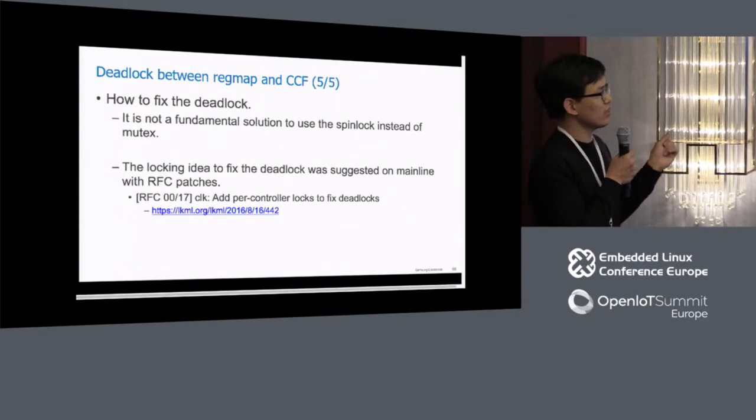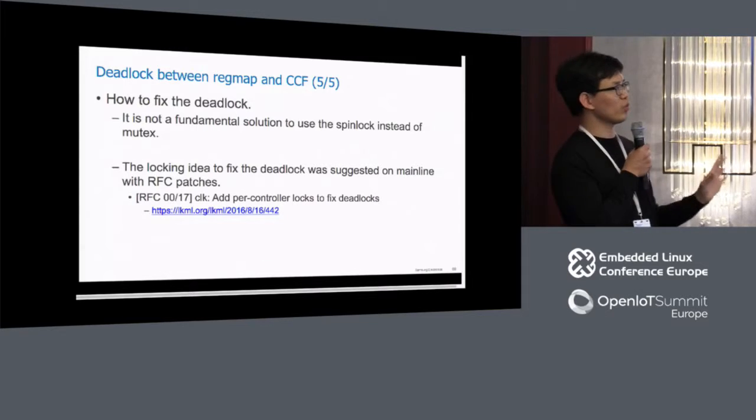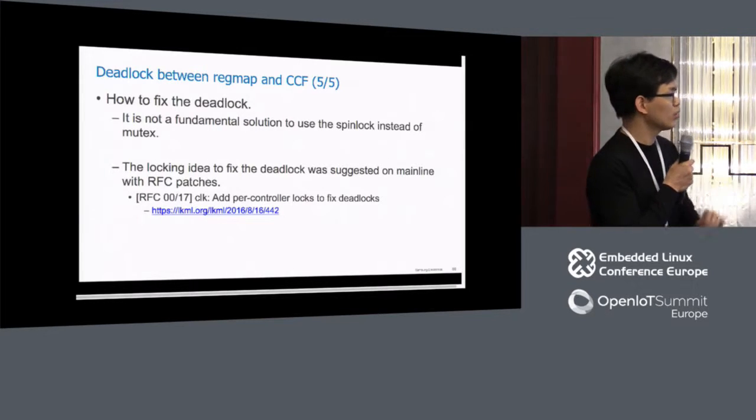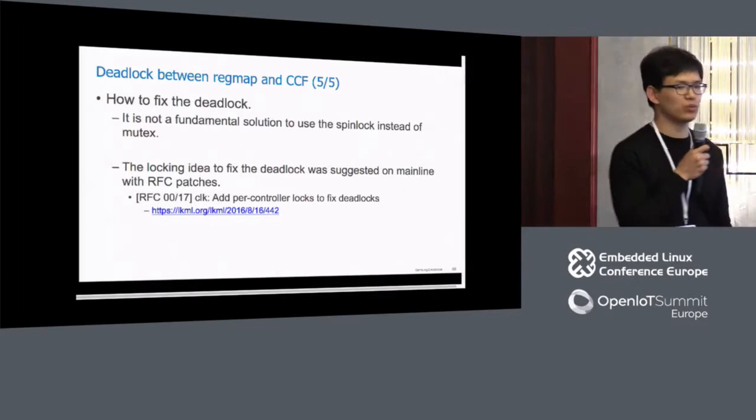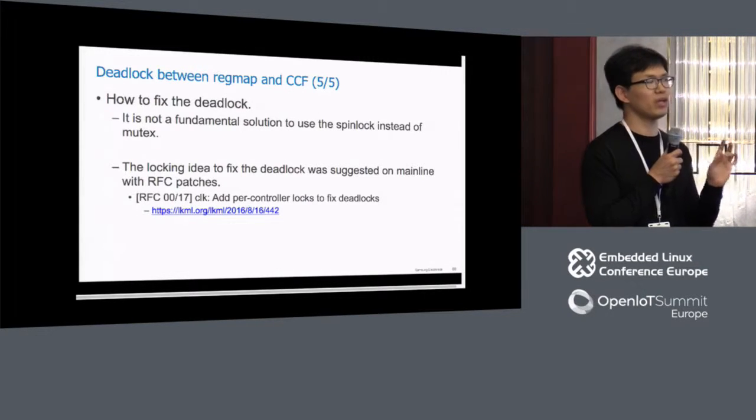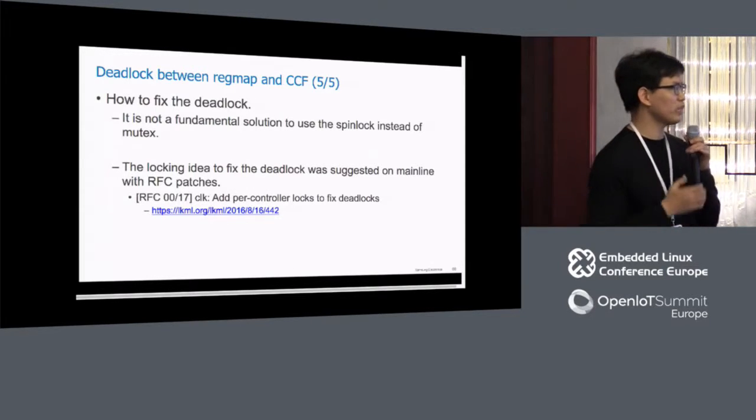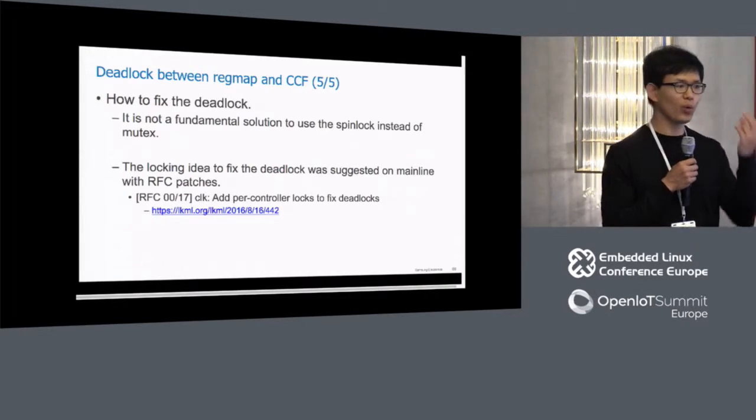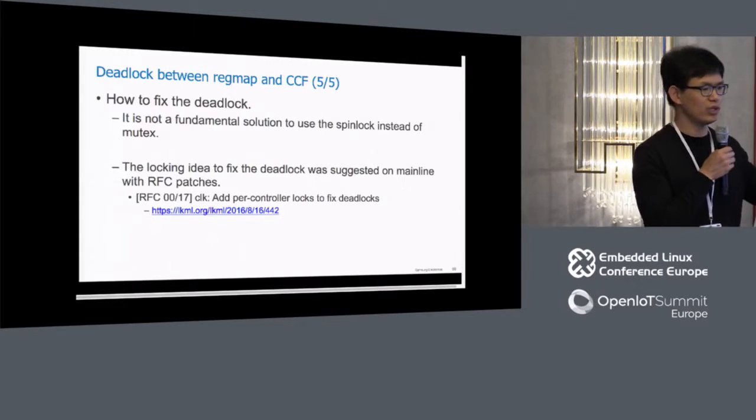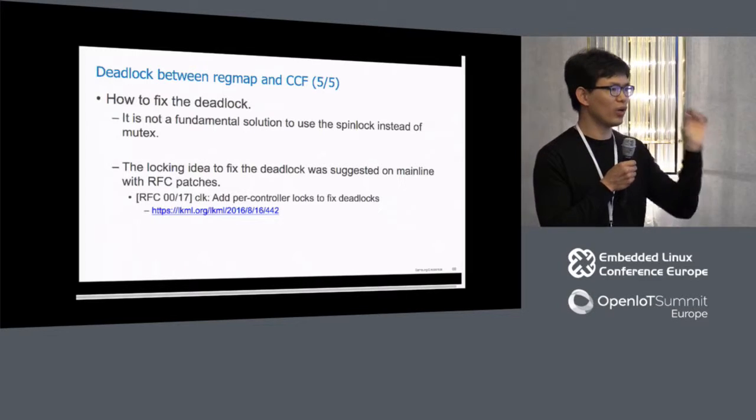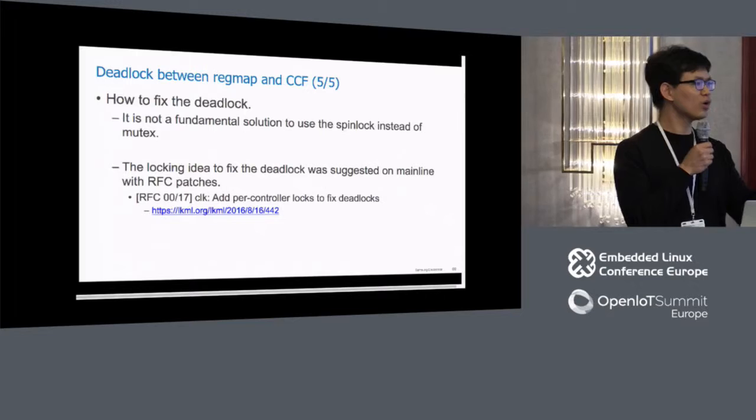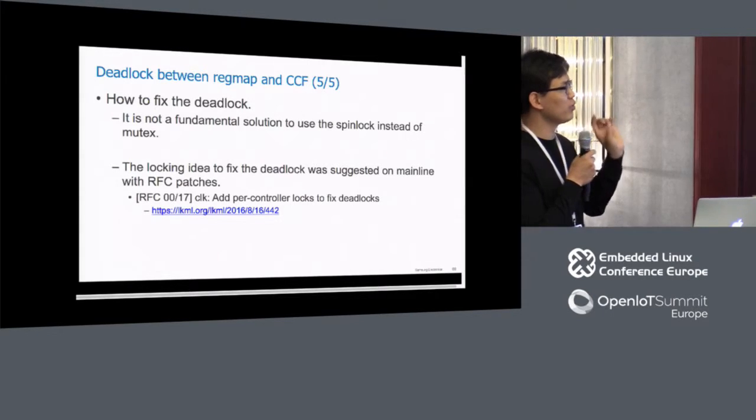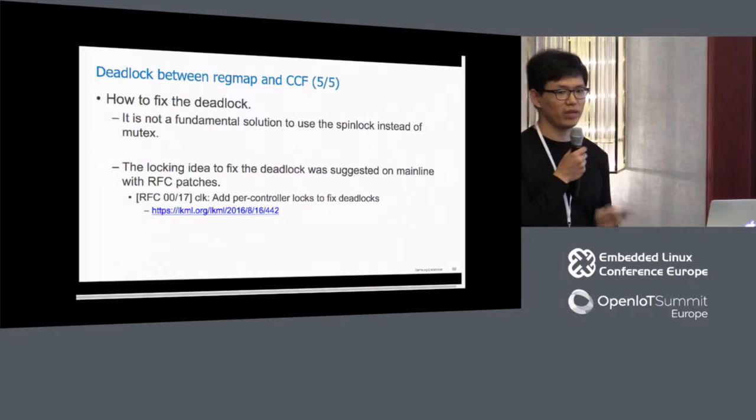As I already said, just using a spinlock is not a fundamental solution to fix this deadlock, because there are many similar cases on the latest mainline kernel. So we need new locking ideas. These patches were posted to the mailing list some weeks ago. This patch has a new locking idea. As I already said, the common clock prepare function uses only one global lock, but this patch has a new idea: each clock controller uses its own mutex lock instead of the global lock. So after applying these patches, maybe this issue will be fixed.